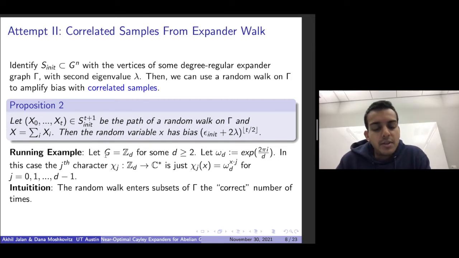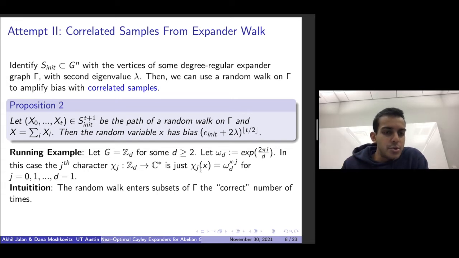Let's fix G to be the cyclic group of order D. In general, a finite abelian group is just a product of cyclic groups, so this example is instructive enough. And let's define omega D to just be the dth root of unity. So in this case, we know exactly what the characters of this group are. The jth character just takes an element x and then multiplies it by j and makes that the exponent of omega D. So as j grows, the character corresponding to j sort of winds around the unit circle more and more. So these are the characters of this group.